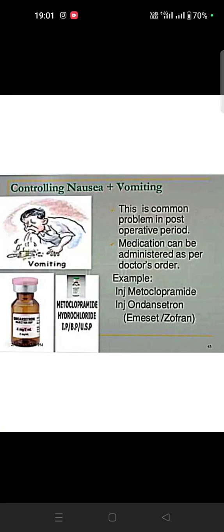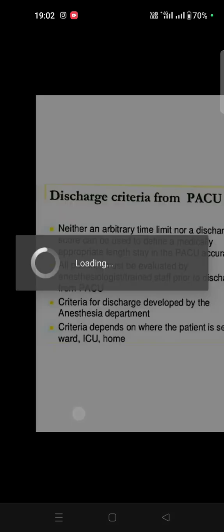So controlling nausea and vomiting, it's a common problem after anesthesia. So we can give metoclopramide and ondansetron. So it's metoclopramide or ondansetron, anything we can give.